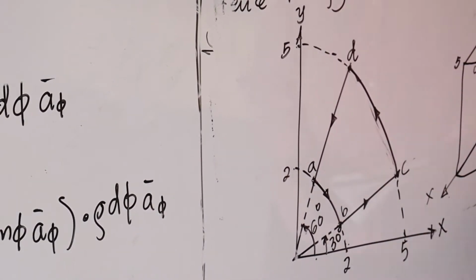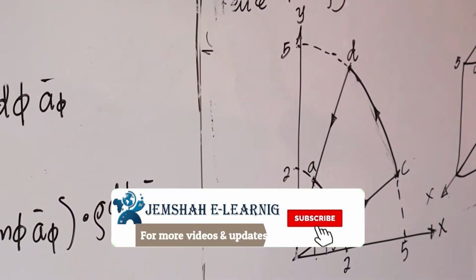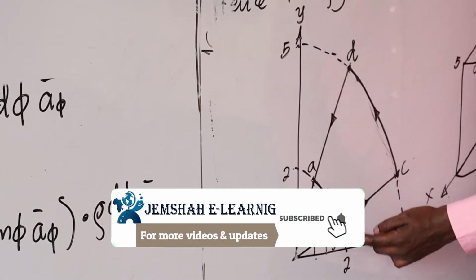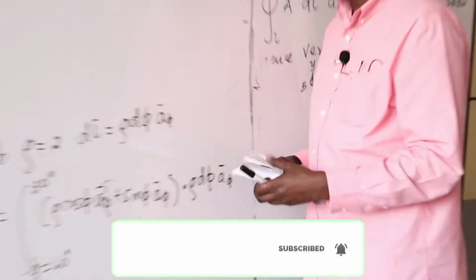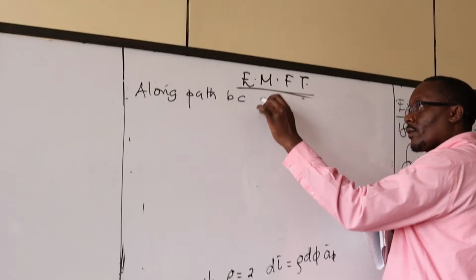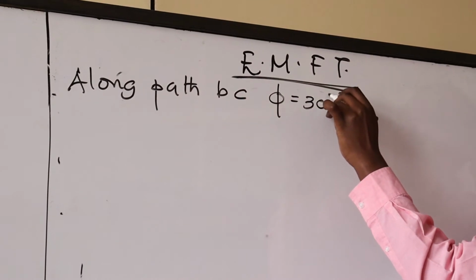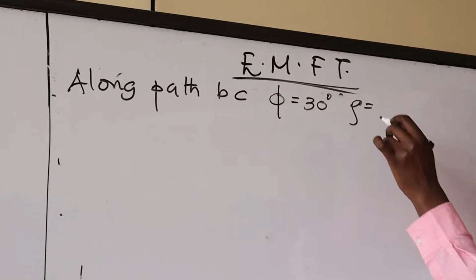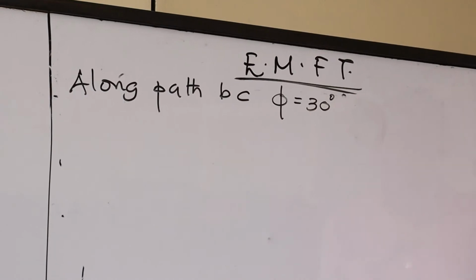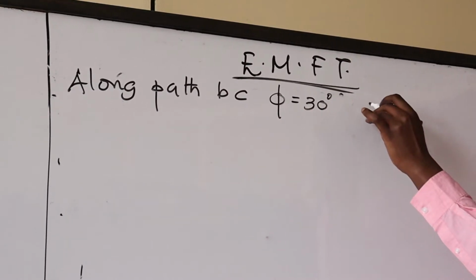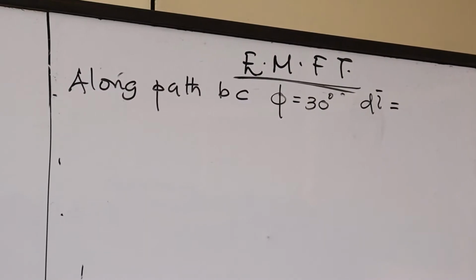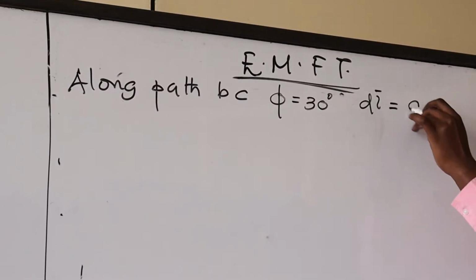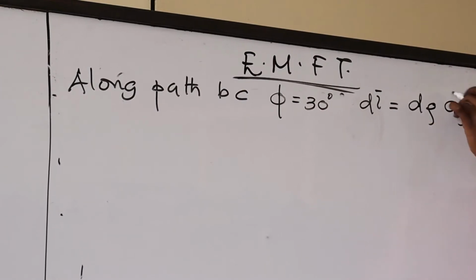So it's only the angle that is what? Constant. And what is changing is the length or the radius. So rho changes from 2 to what? To rho is equals to 5. So we are saying that along path BC, phi is equals to 30 degrees and rho changes from 2 to 5. So our DL will be the value in the direction of rho, and that value must be d rho of what? A rho bar.